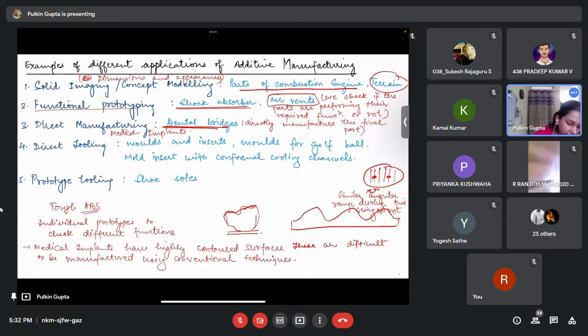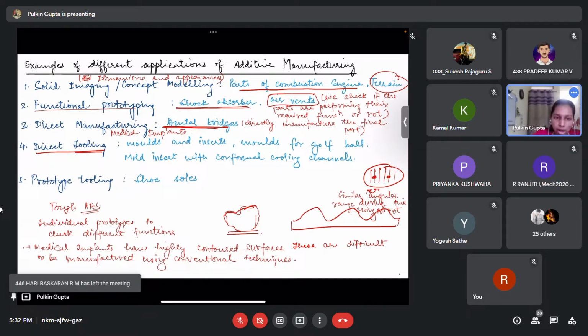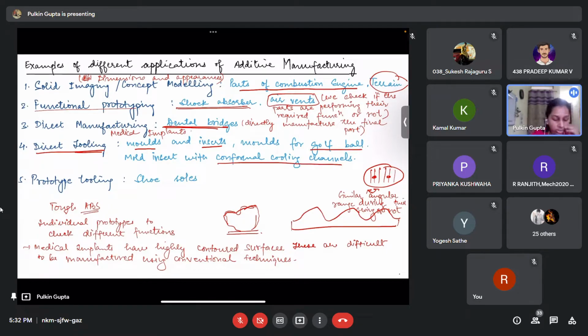Now comes direct tooling. One is we build directly the part. The other is we build the molds and inserts using additive manufacturing and then build the final part using these molds and inserts. For example, conformal cooling channels or balls cannot be directly made, but we could surely make molds and inserts for them to make these final parts.